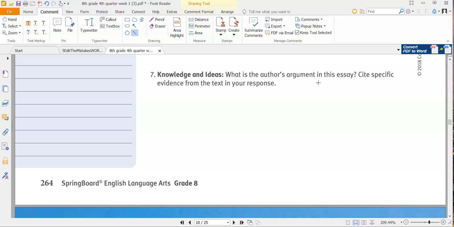Number 7 says, what's the author's argument in this essay? Cite specific evidence from the text in your response. Here you're looking for what the author is trying to prove to you or show to you in some type of way. What is their main point for writing this essay? And then you're going to use specific evidence from that text in order to support your claim.